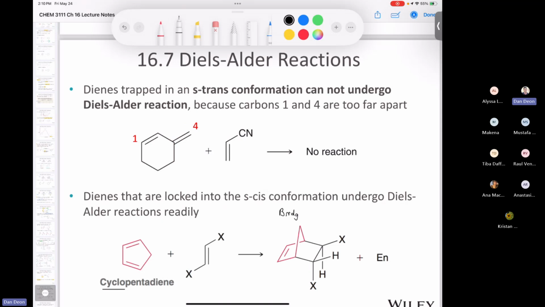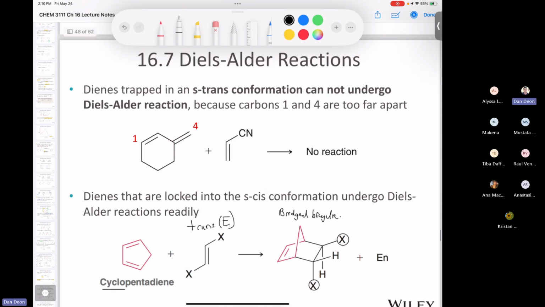So this is a bridged bicyclic. Okay, and you notice that your dienophile is in the trans or E conformation. And so you end up with one of the groups pointing up and another one of the groups pointing straight down like that. And of course, you'd end up with the enantiomer, the non-superimposable mirror image as well.